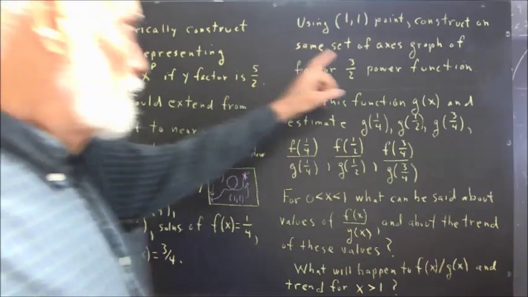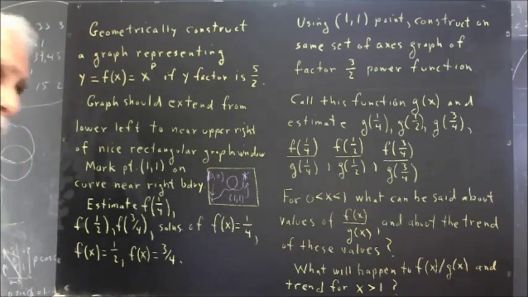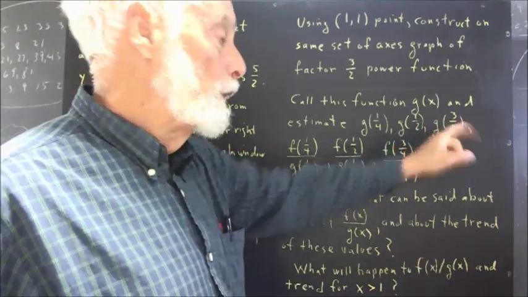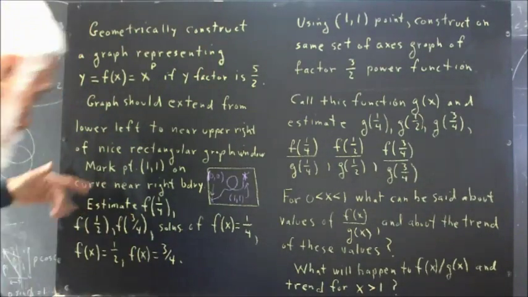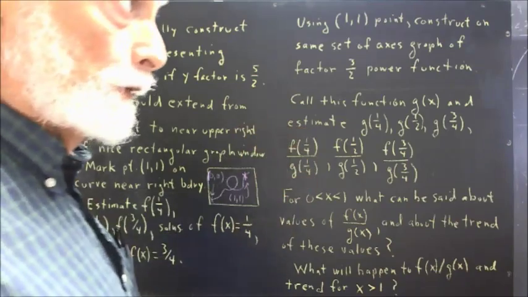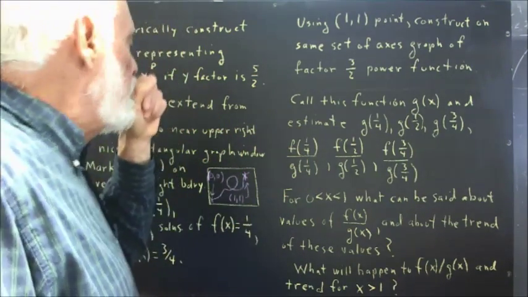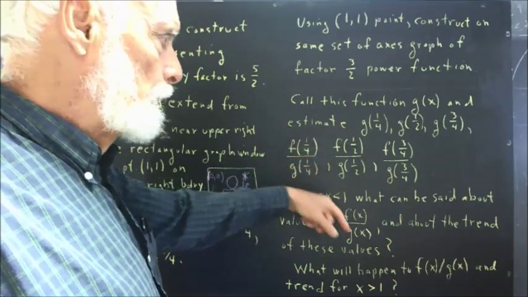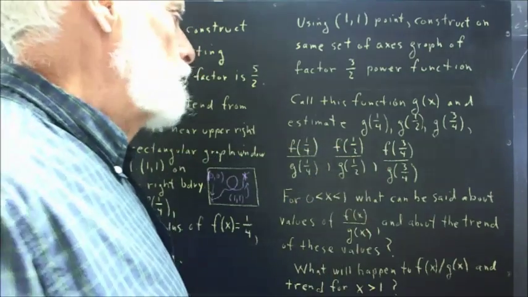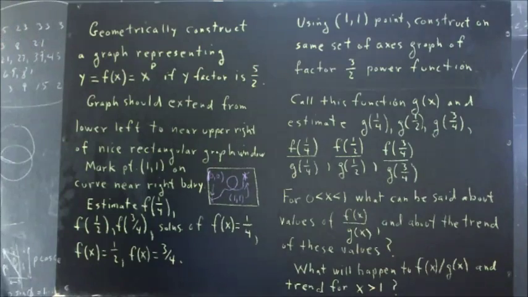Now, let's call this 3/2 power function g of x, and estimate g of 1/4, g of 1/2, and g of 3/4. Very easily done. If you're able to estimate it for f, you can estimate it for g. Then estimate f of 1/4 over g of 1/4, f of 1/2 over g of 1/2, f of 3/4 over g of 3/4. Again, I want you to do this without calculating it. I want you to do this by viewing it.